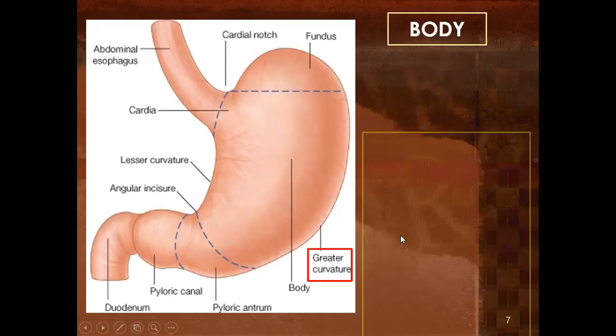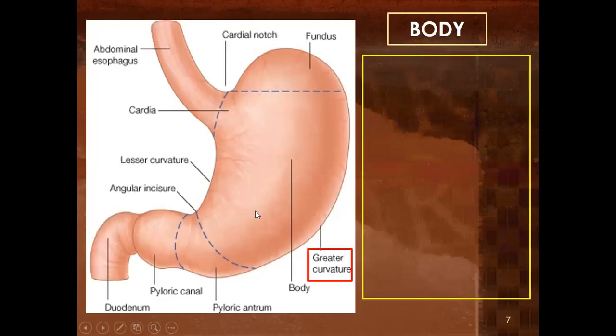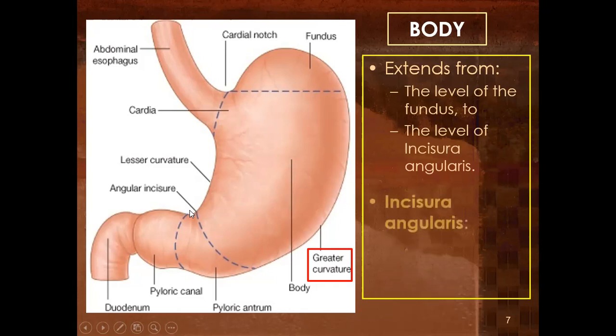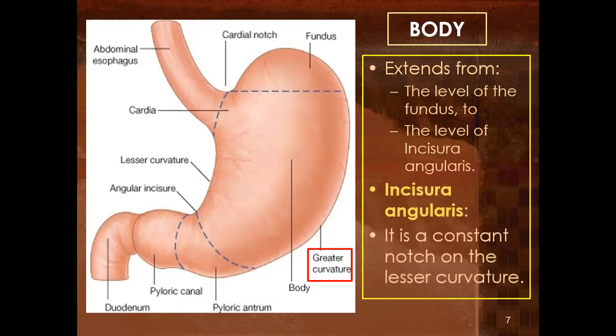Now coming to the body. The body is the largest part of the stomach. It extends from the level of the fundus up to the level of something called the incisura angularis, or angular incisura. Both are the same. So what is this incisura angularis? It is nothing but a constant notch on the lesser curvature.